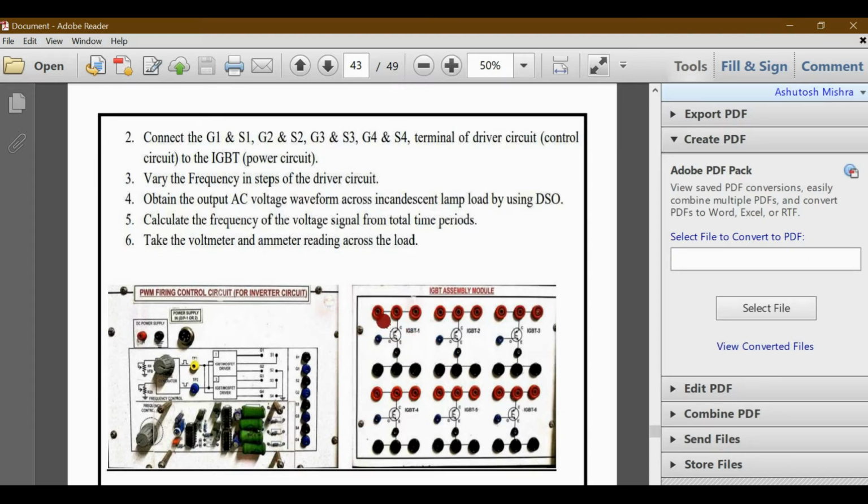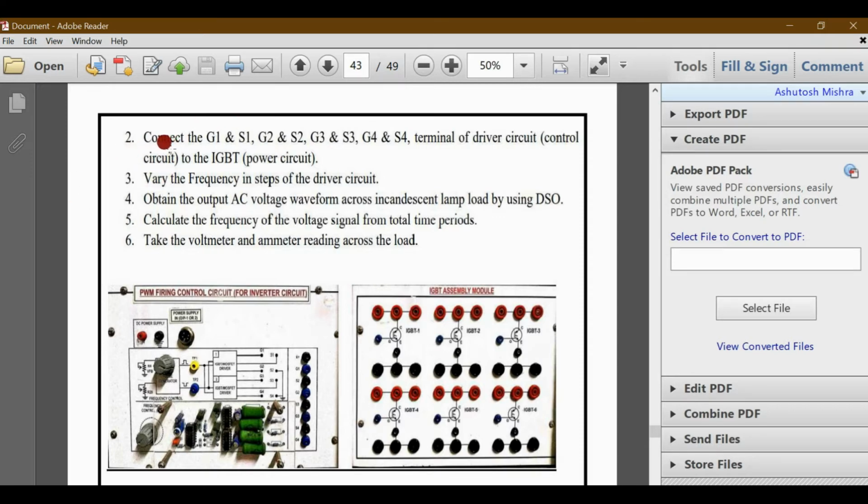Here you can select 4 modules out of 6. This is the IGBT assembly module in the hardware, given over here in the lab. You have to select only 4 because this is an H bridge inverter or full bridge inverter. So connect as per the diagram.